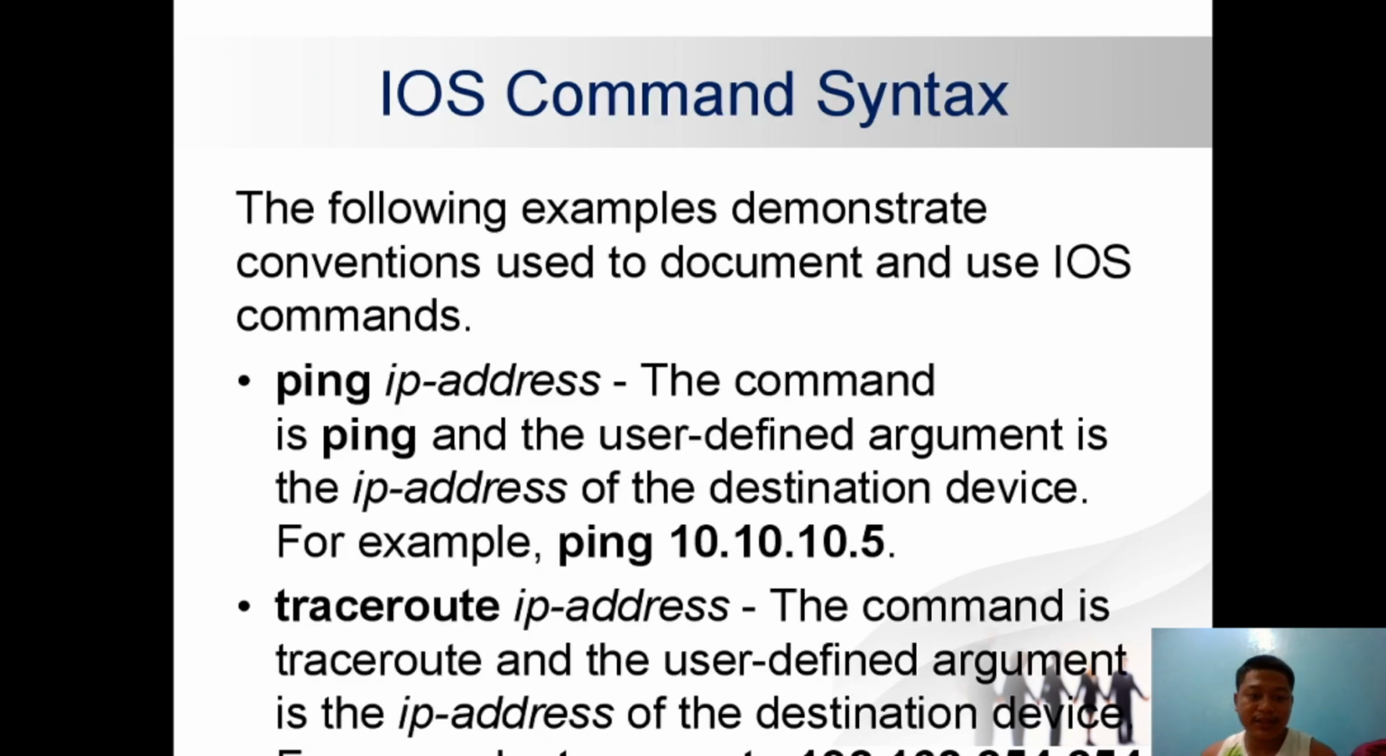IOS command syntax. The following examples demonstrate the convention used to document and use IOS commands. The first is ping followed by an IP address. The command is ping and the user-defined argument is the IP address of the destination device. For example, ping 10.10.10.5. Next, traceroute followed by an IP address. The command is traceroute and the user-defined argument is the IP address of the destination device.